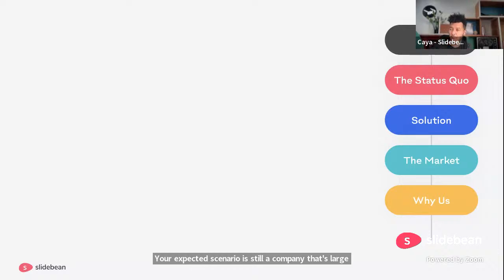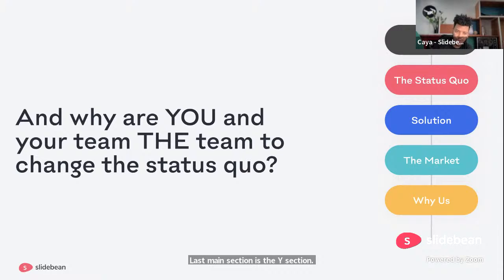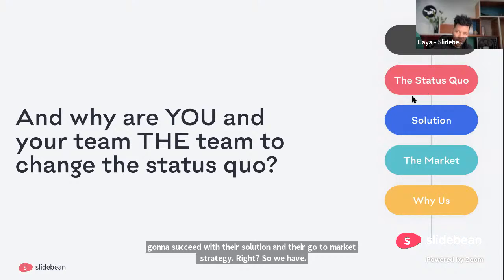Last main section is the why us section, which should answer the question of why you and your team are the team that's going to change the status quo, that's going to succeed with their solution and their go-to-market strategy, right? So we have the status quo. We presented this problem.